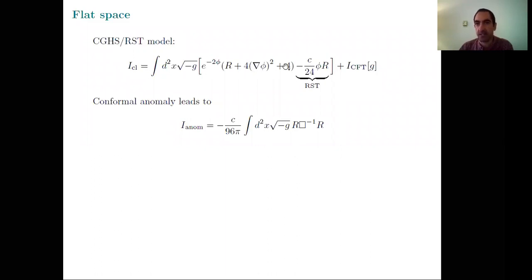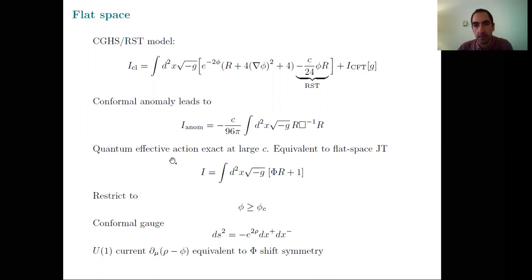But this is the classical action. And there's a conformal anomaly, right? The trace of the stress tensor is proportional to the Ricci scalar, which you can integrate up in a covariant way to put into the action like this, R (1 over box) R, with this particular coefficient. So the full action is the sum of these two things. This is supposed to be thought of as the one loop effective action, but at large C, this full action is exact. It gives you the correct answers at leading order in C.